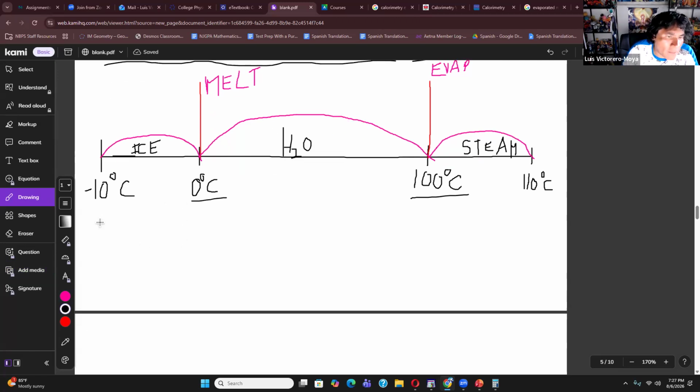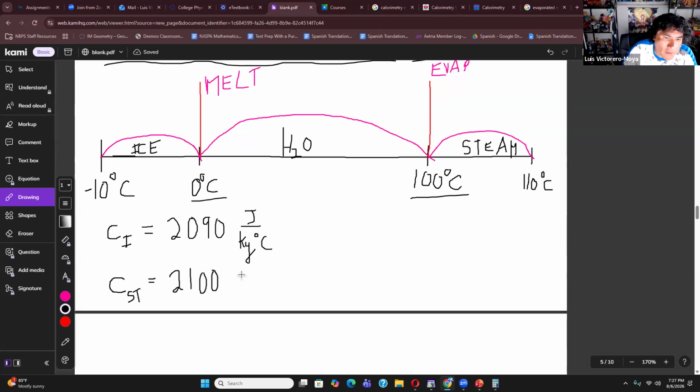What I will give you in an exam is the specific heat capacity of ice: 2090 joules per kilogram Celsius. And the specific heat of steam is 2100. It's almost like ice. Joules per kilogram Celsius.